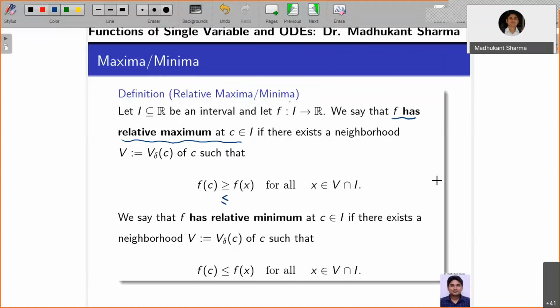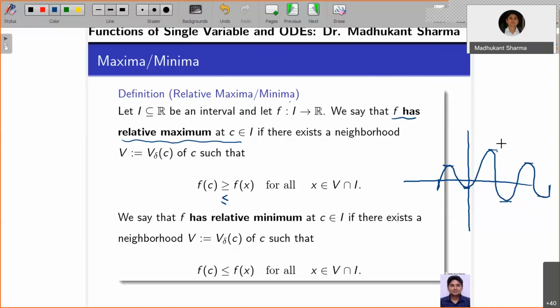Okay, so if I want to draw the curve, it's like this. Suppose this is the function. If you look at the graph, this is the absolute maximum at this point, and this is the absolute minimum. But what about this? This is a relative maximum, and a relative maximum here, and this is a relative minimum at this point.